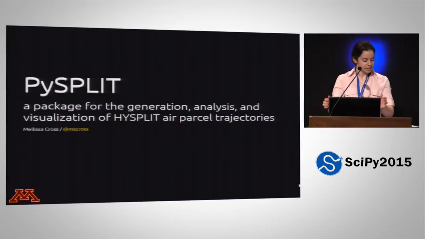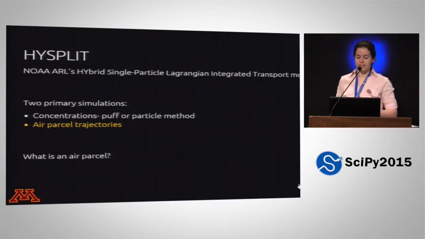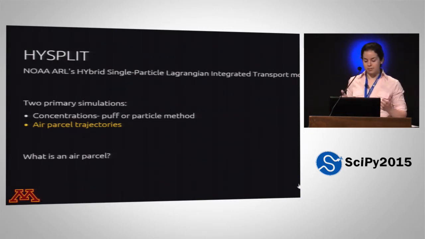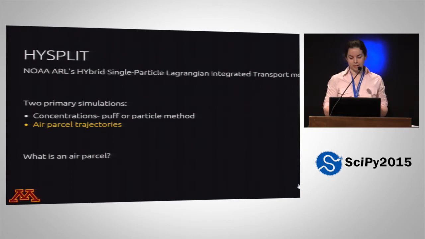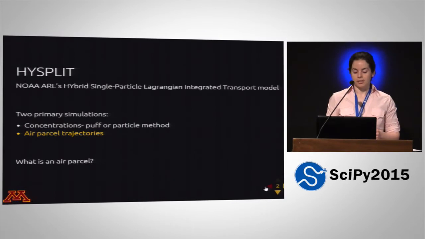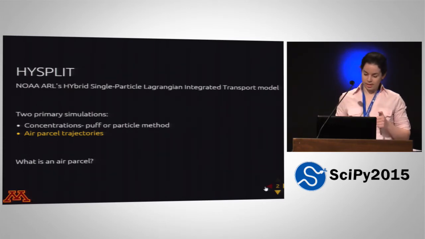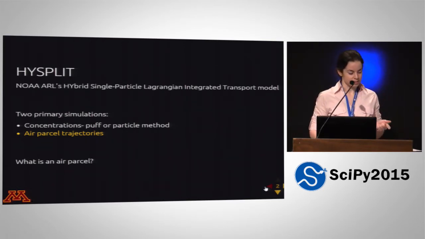HYSPLIT has an application in a lot of fields, and there is a real need for efficient, repeatable workflow in HYSPLIT. So what is HYSPLIT? It's the National Oceanic and Atmospheric Administration Air Resources Laboratory's Hybrid Single-Particle Lagrangian Integrated Trajectory Model. There are two primary simulation types that you can do with HYSPLIT. One, which I'll give an example of and then never mention again, is the dispersion simulation. And then the other, which PySPLIT focuses on, is the simpler air parcel trajectories.